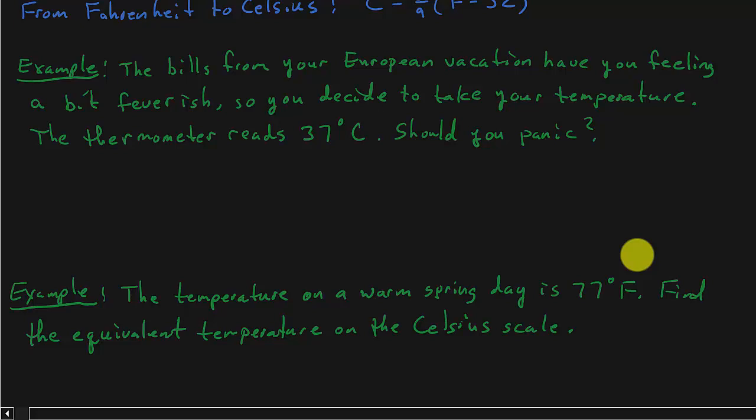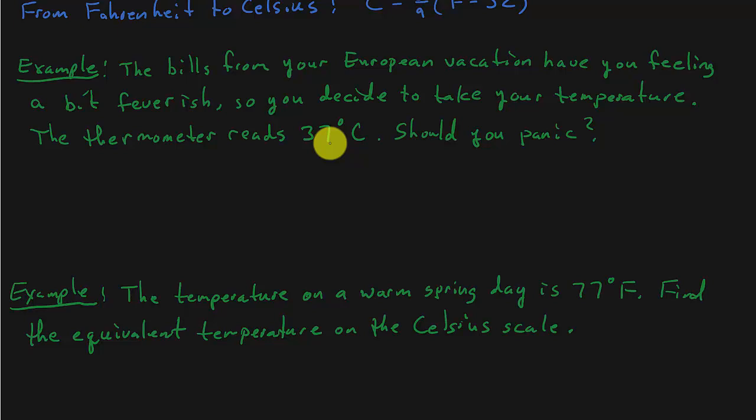All right, so this example here, it says the bills from your European vacation have you feeling a bit feverish, so you decide to take your temperature. The thermometer reads 37 degrees Celsius. Should you panic? Okay, so I know, you take your temperature, more than likely the thermometer you have is going to read Fahrenheit. And let's say you've got one that reads Celsius, and you're not really sure, I mean, 37 degrees Celsius, what is that? Okay, I know a lot of people know that, but there's some that don't. So what we'll do is take this 37 degrees and convert it to degrees Fahrenheit.